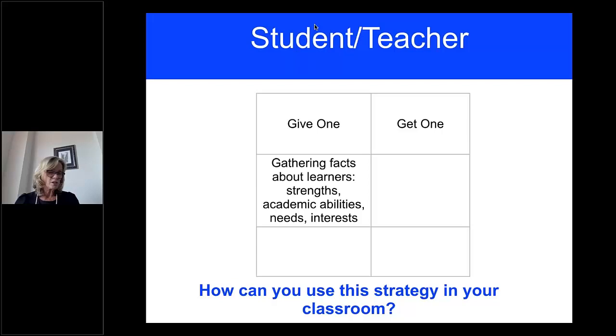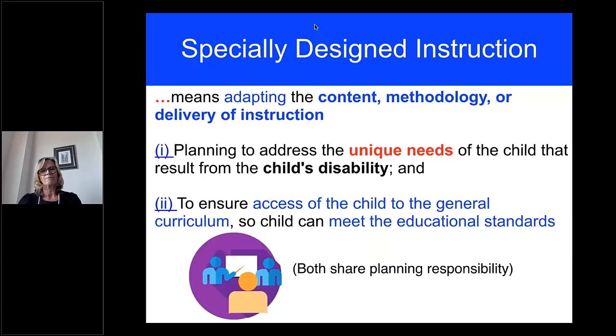A huge piece of this also is to understand that some of our learners have specially designed instructional needs. This is from the federal definition. It means adapting the content, methodology, or delivery of instruction. It's planning to address the unique needs based on the child's disability to ensure access of the child to the general education curriculum so they can meet the standards. So often, teachers will see a label and sometimes forget that they're all general education students first, and we just need to plan for instructional process.